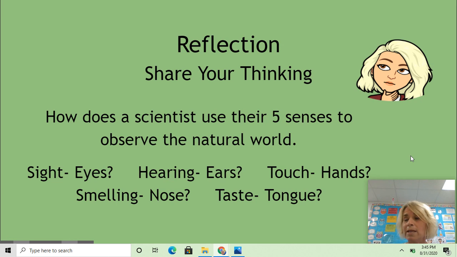As you read the book, The 5 Senses, if you would like to take notes, you can take notes in your science notebook. Just start a new page and just take whatever notes that you would like to.